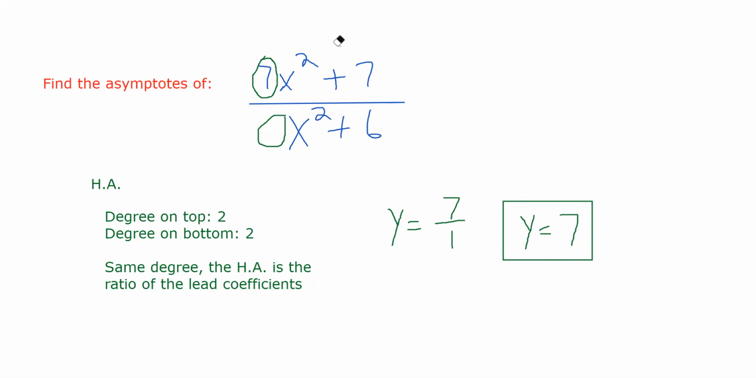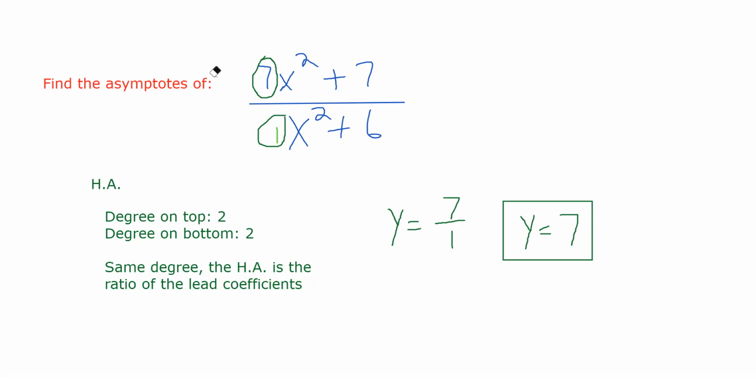If this had been, I don't know, an 11 down here, then the horizontal asymptote would be 7 over 11, which is still a horizontal line. It's just fractional, and it's a little uglier. So, take from that what you will.